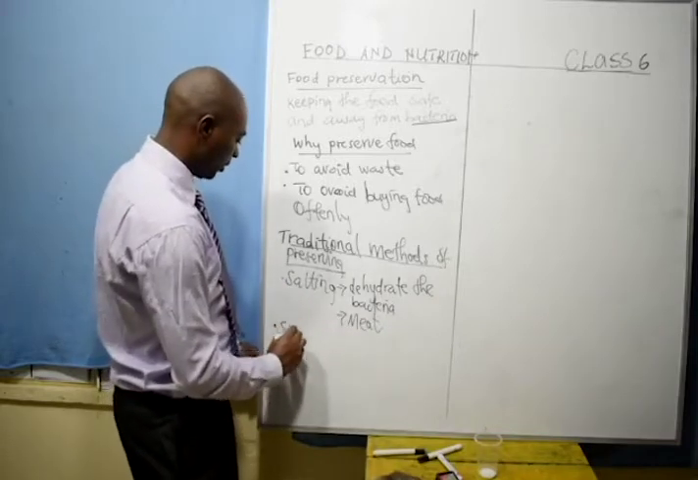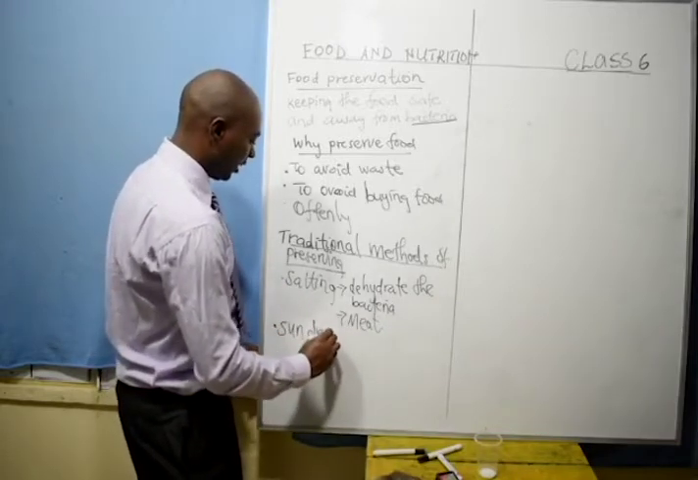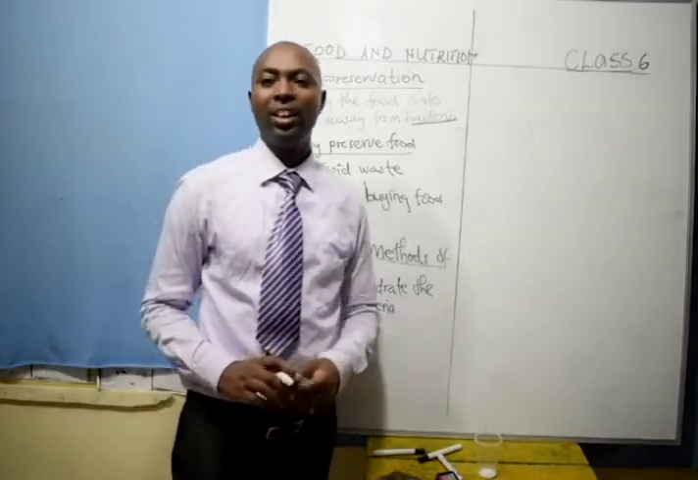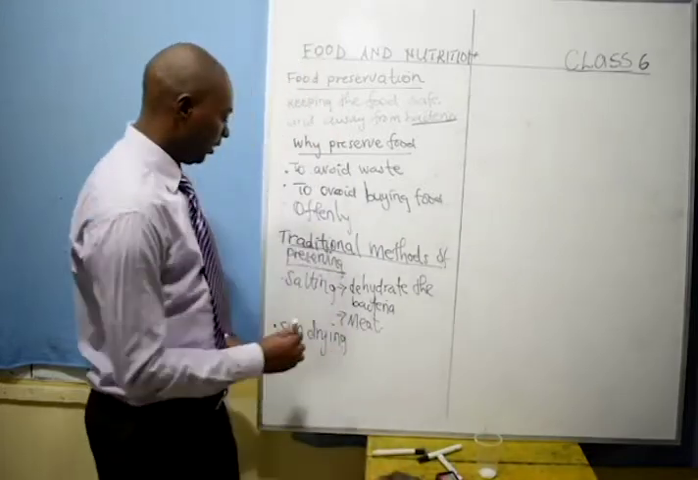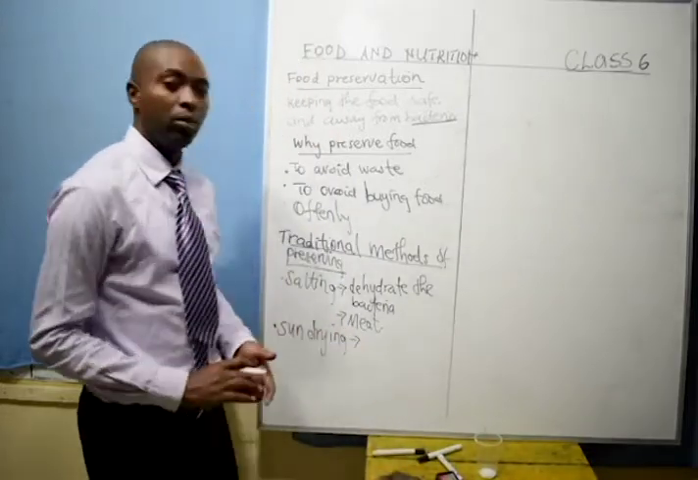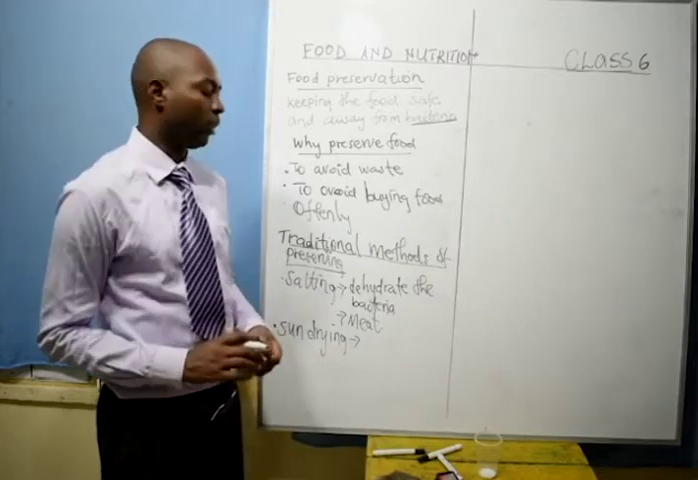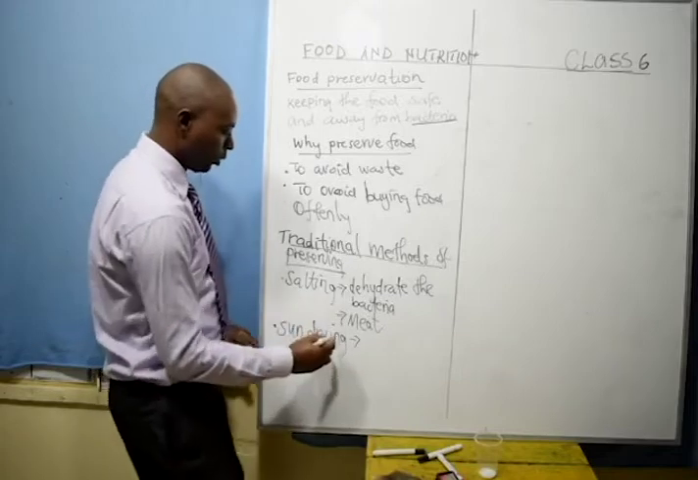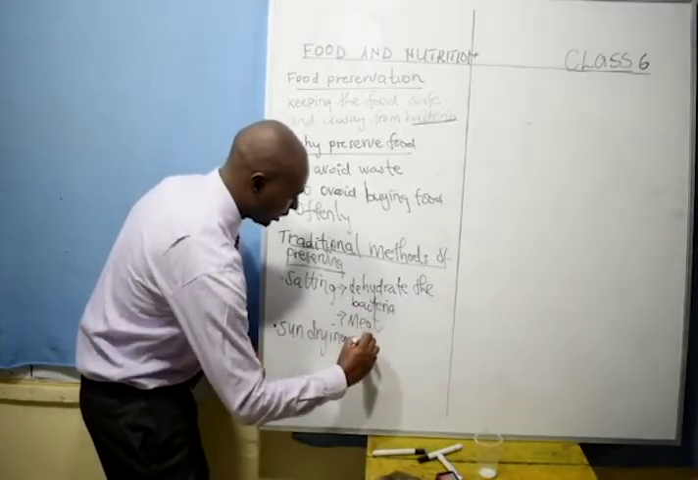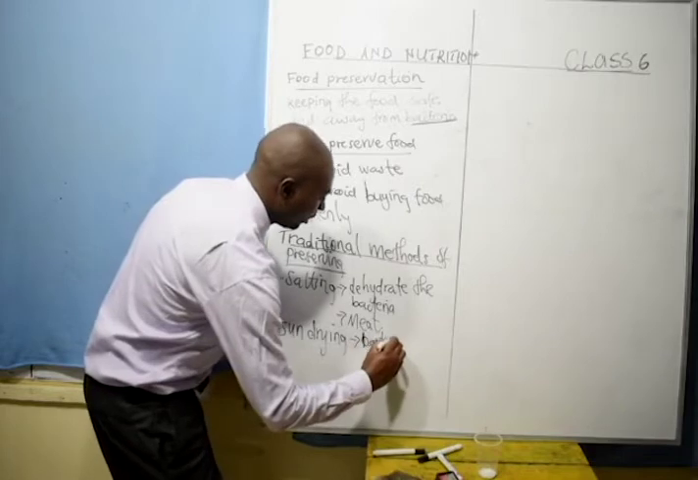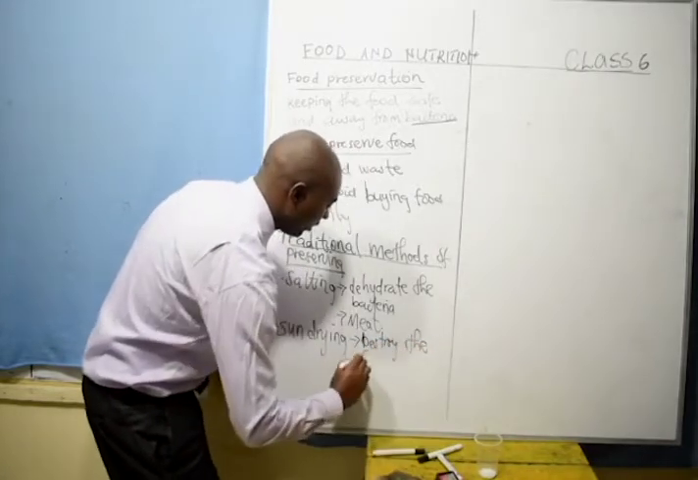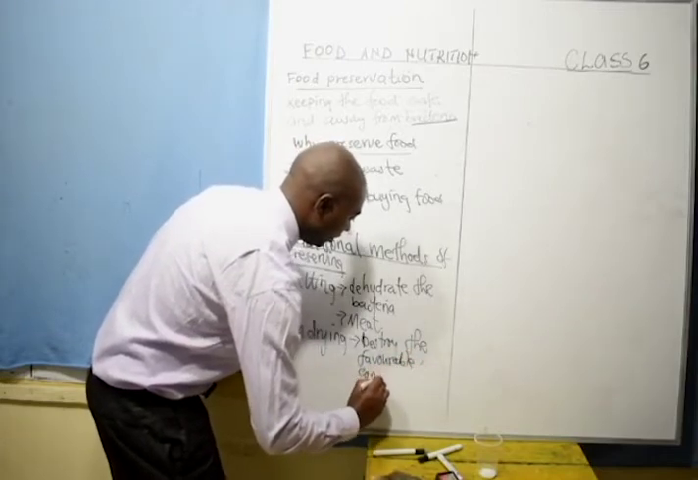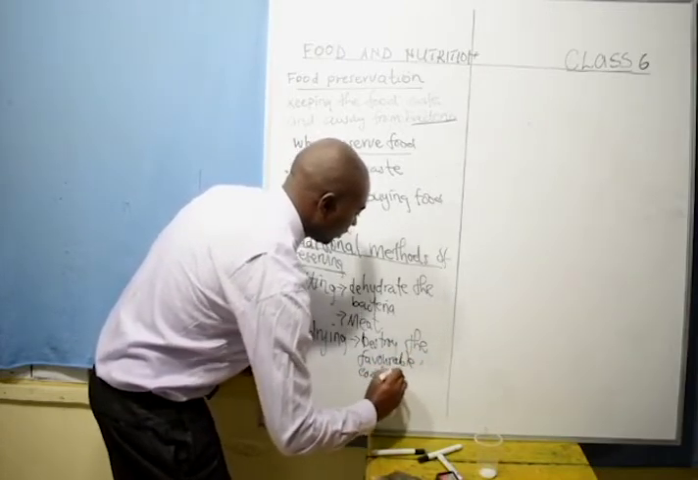The cheapest method was sun drying. Sun drying is where you put either the cereals or the legumes out in the sun to dry. When they dry, they eliminate the conditions favorable for the bacteria to multiply. So the sun drying destroys the favorable conditions for bacteria.